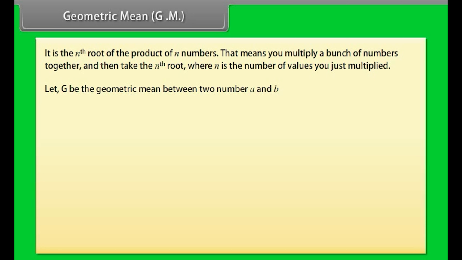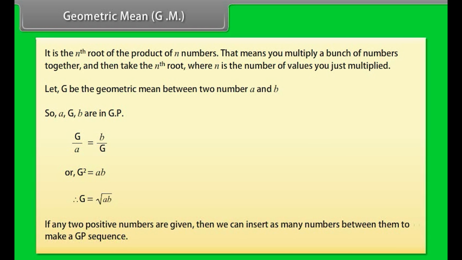Let G be the geometric mean between two numbers, a and b. So, a, G, b are in GP. G by a is equal to b by G, or G square is equal to a into b. Therefore, G is equal to square root of a into b.